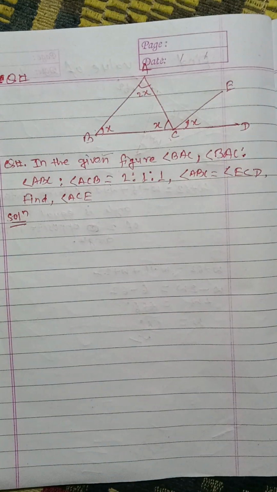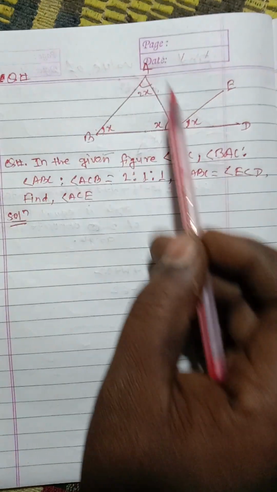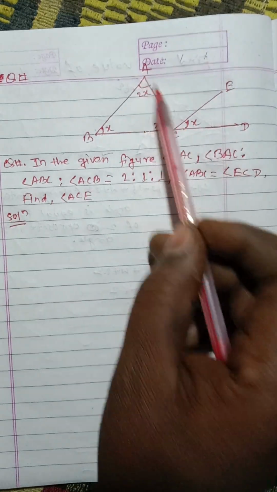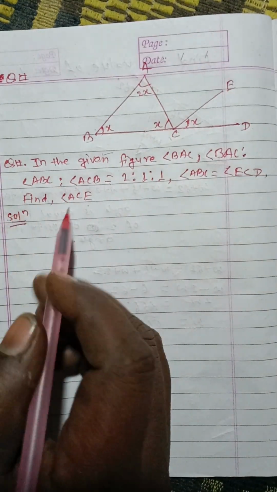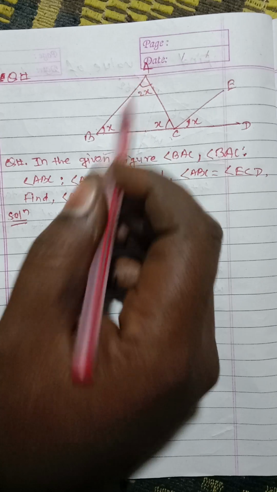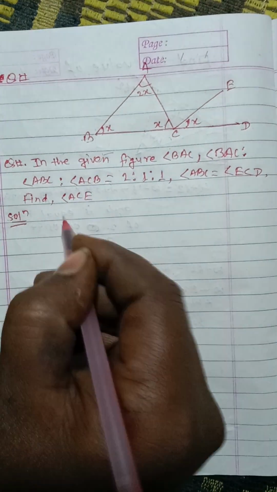And now we have to find the angle ACE. ACE means A, C, E. ACE we have to find, and so what we have to do now is first find the value of x.